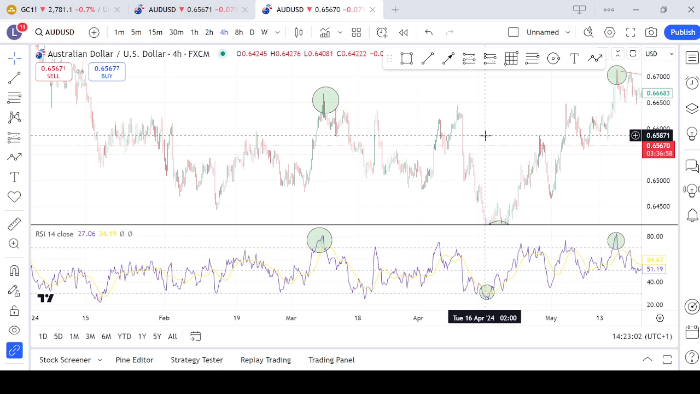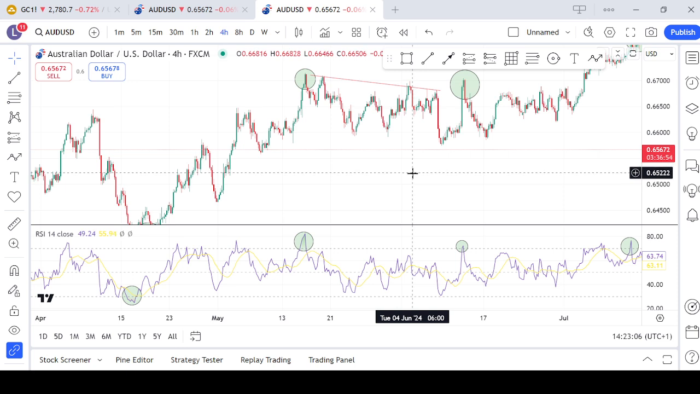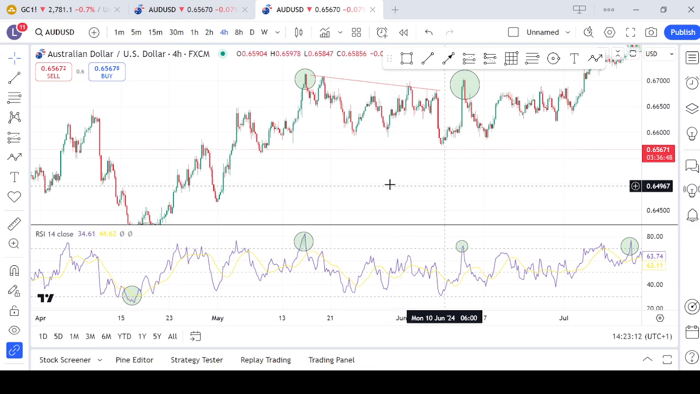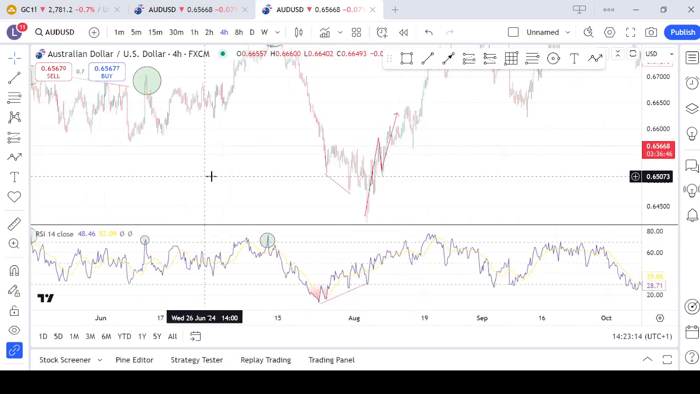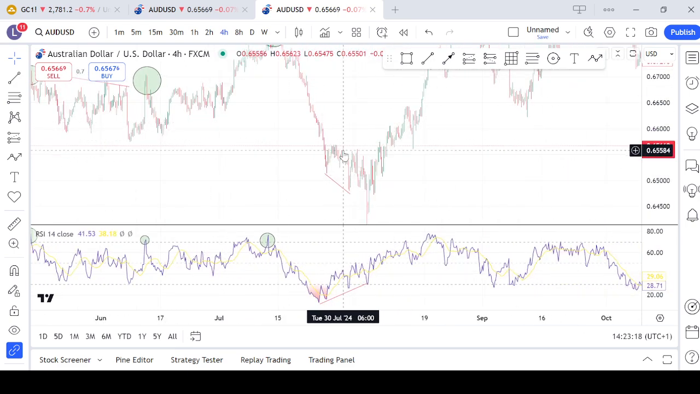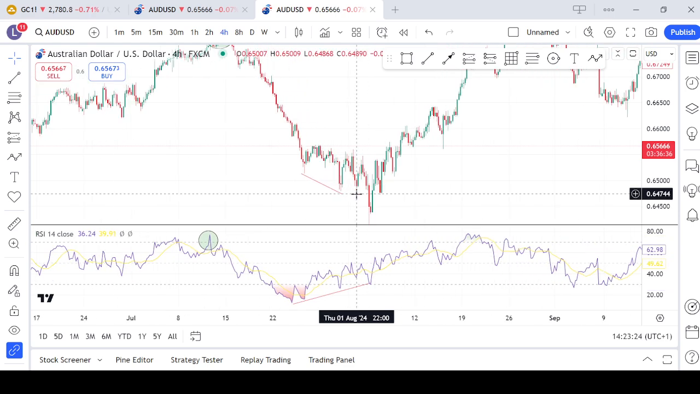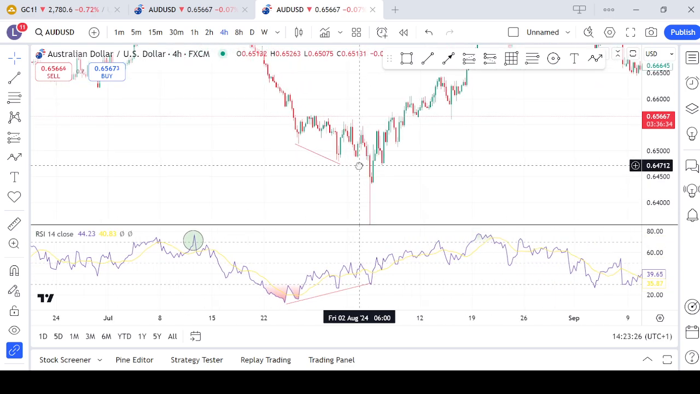That's how you can use the overbought and oversold conditions, but don't just blindly follow these levels. Use them as a starting point. In strong trends, the RSI can stay overbought or oversold for extended periods. So let's talk about divergence. Another way you can use the RSI is by spotting divergence, bullish and bearish divergence.